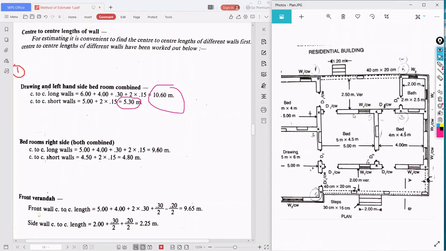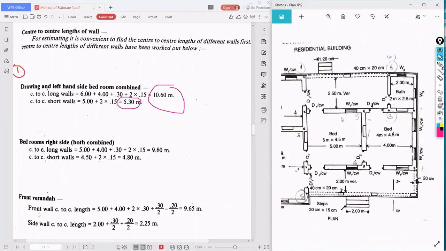Now I'll take the second part, that is the bedroom right side. I want the center to center length of long walls and center to center length of short wall. So when we consider this, what is the long wall? This one is the long wall in the x-axis, right? This is the long wall and this is the short wall. So I'll consider first the long wall.